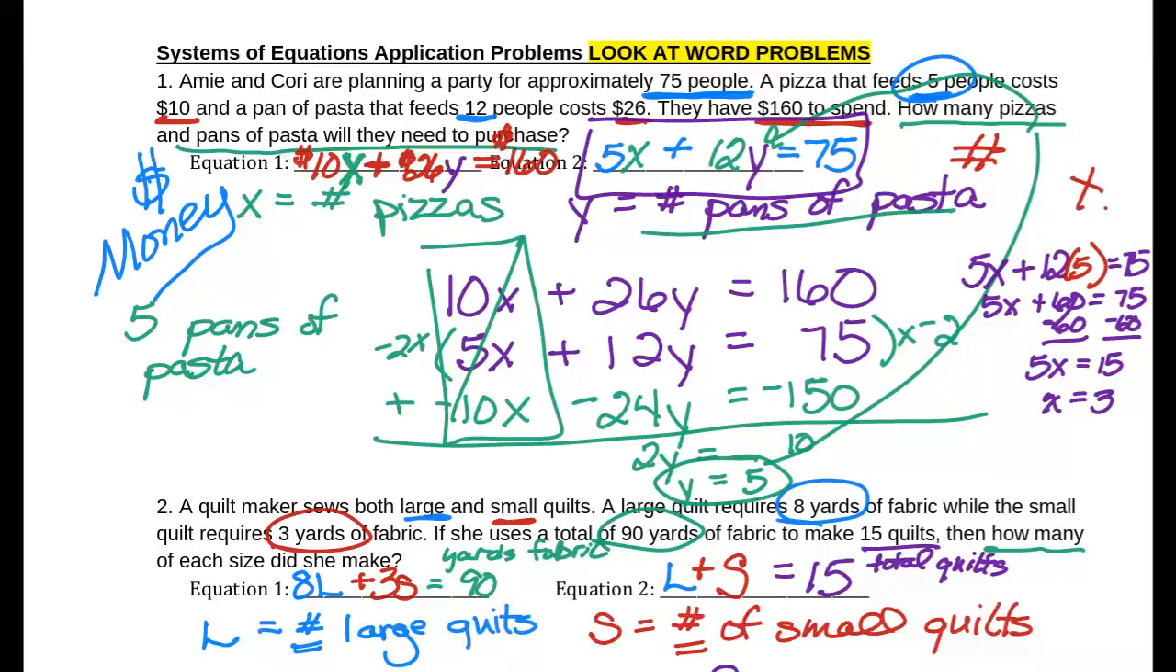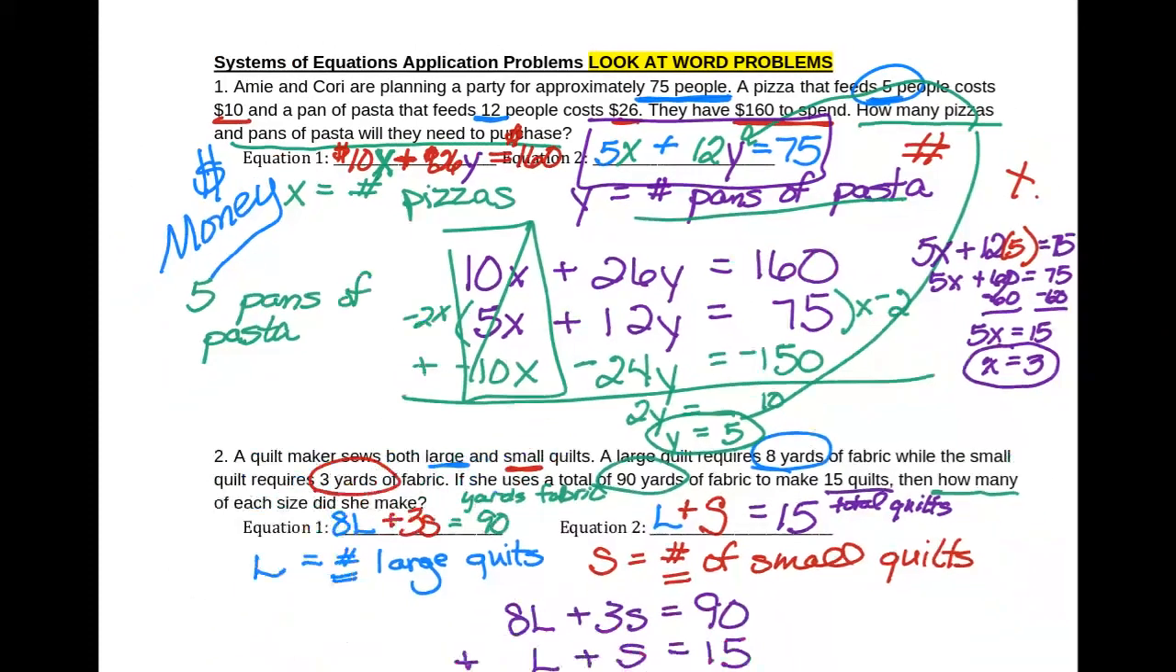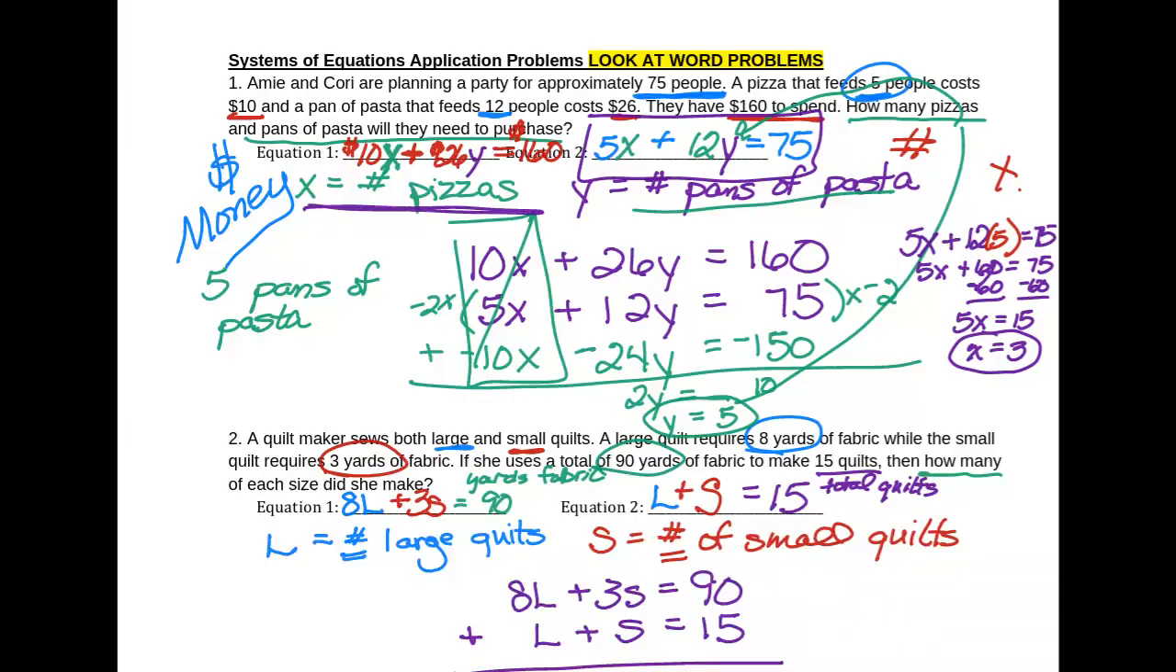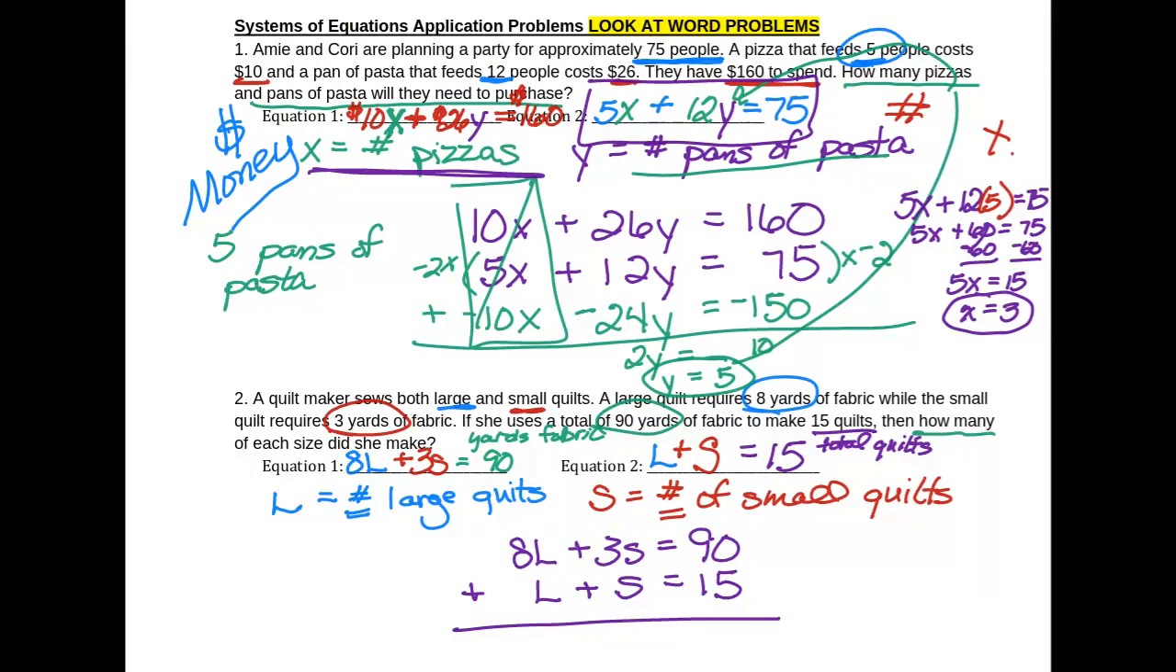I'm going to ask you guys a question. Do you feel like you need me to put divide by 5, divide by 5? You don't need that anymore. You know that? Okay. So x is equal to 3. X is the number of pizzas. So I have 5 pans of pasta and 3 pizzas.